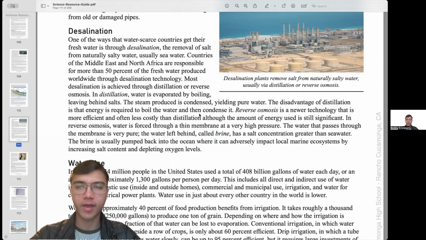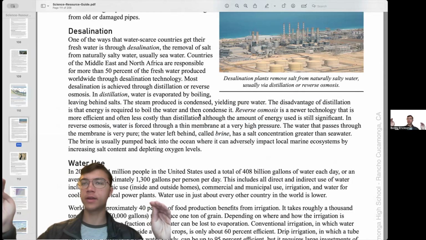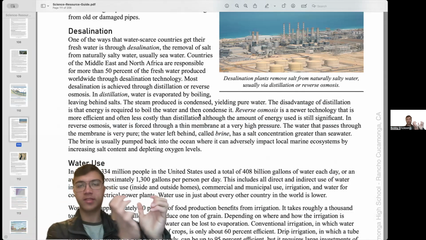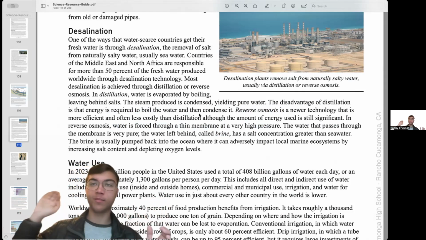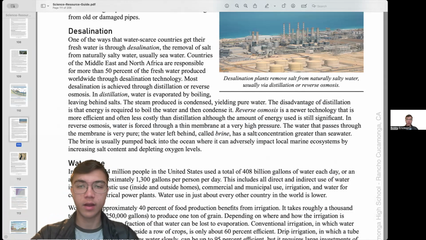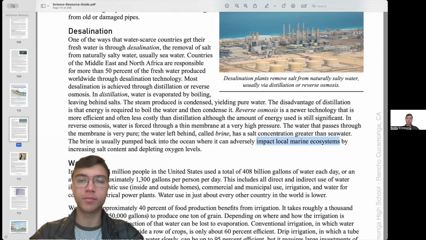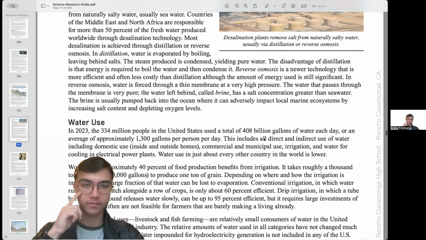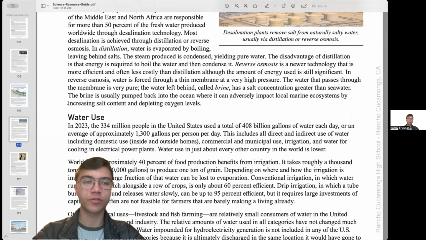And so we can remember that in reverse osmosis, the water is traveling from one end to another through a thin membrane at a high pressure, leaving brine behind and pure water on the other side. The brine will have a greater concentration of salt than seawater even does. And this can actually adversely impact local marine ecosystems if we pump back the brine into the sea. And the result of this is increasing salt content and depleting oxygen levels.